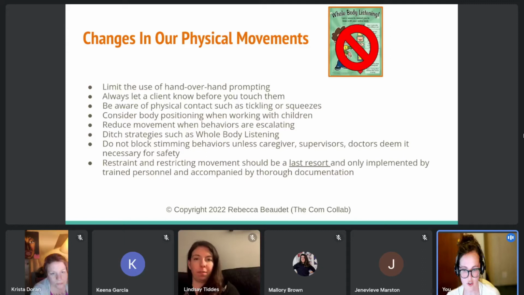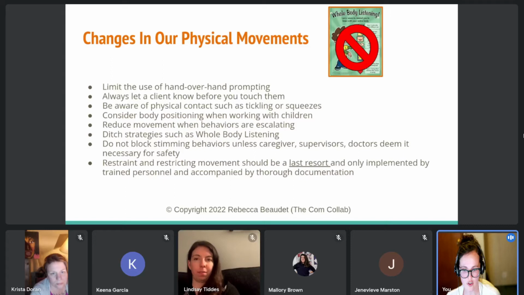With our physical movements, we never want to block stimming, like self-stimulatory behaviors, unless it's deemed necessary for safety. There are occasions when a stimming behavior is a repetitive motion that might cause tissue damage or have to do with skin picking. Those are things that we would want to target to decrease and give a replacement that the person could still regulate without injury. But for the most part, these behaviors are not injurious, and it's important that we allow access to the stimming behavior so that people can feel regulated.